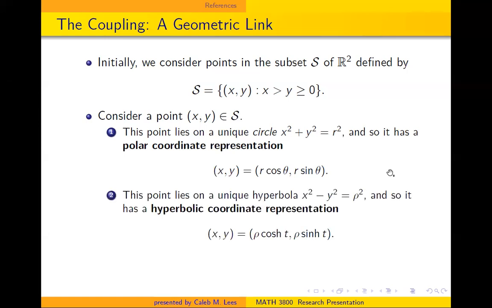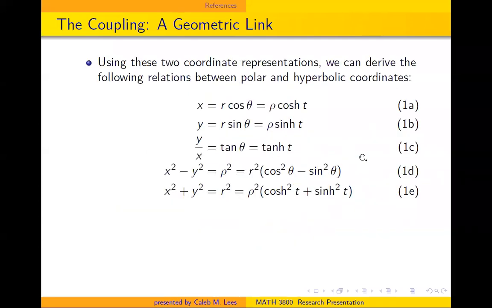But here's where it gets interesting. This point also lies on a unique hyperbola, x squared minus y squared equals rho squared, and so it has a hyperbolic coordinate representation: (x, y) equals (rho cosh t, rho sinh t), okay? We're going to be talking about these two coordinate systems throughout the rest of this presentation, and it's going to be the backbone behind everything that we do.